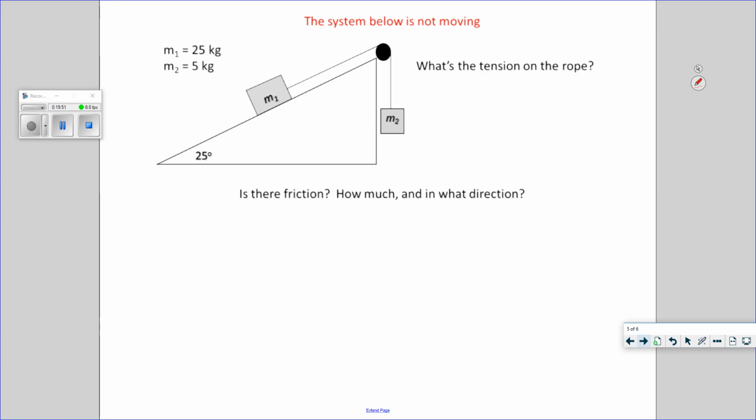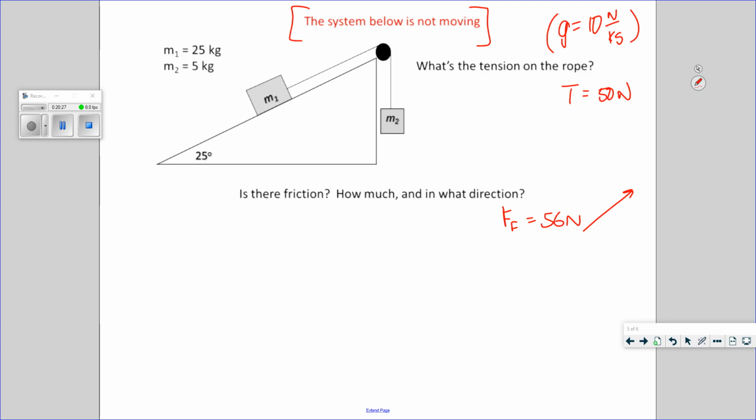We'll leave this one till I see you in class, unless I don't have you in class and you want to solve it on your own. I will tell you that the tension on the rope is 50 newtons, assuming g is 10 newtons per kilogram. And the answer here, there is friction. Notice the system is not moving. That friction force is about 56 newtons up the hill, if you're solving at home.